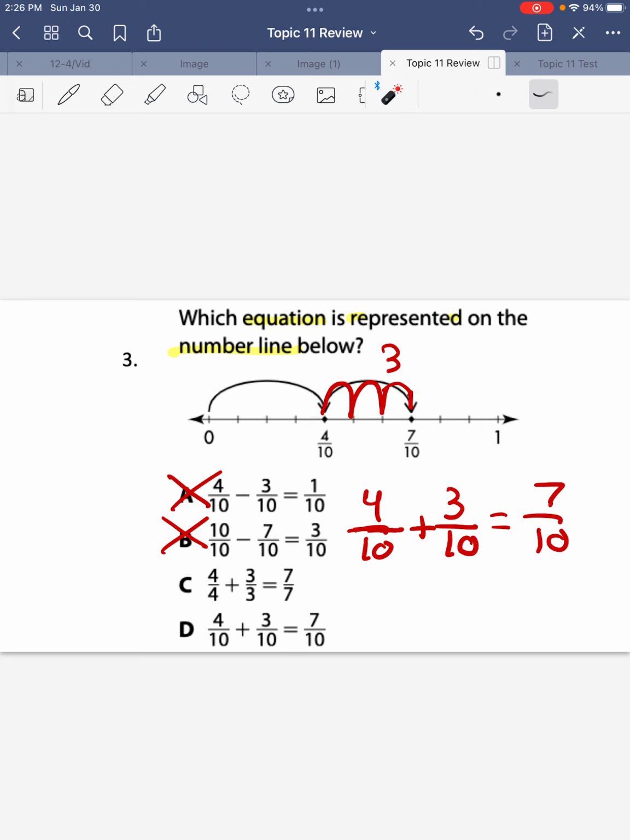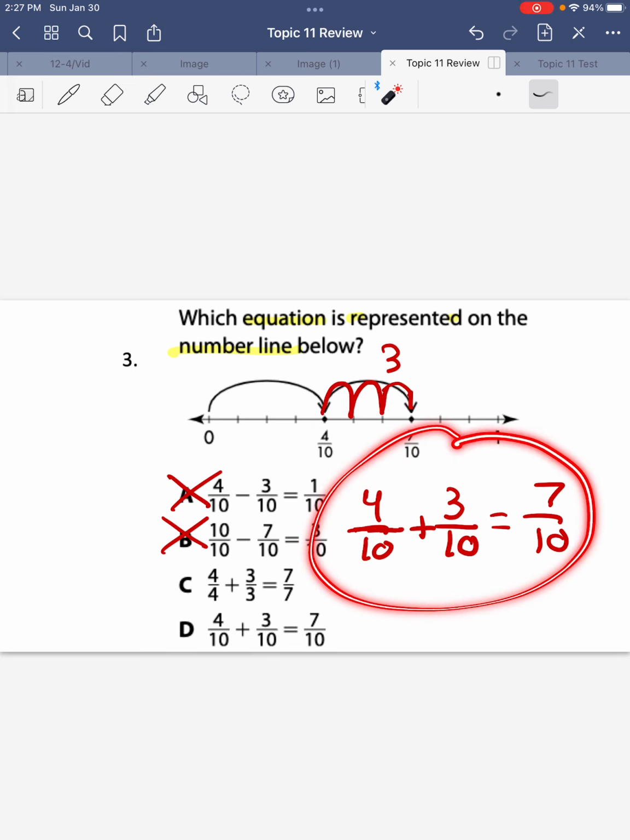And let's check. If I did it right, it should equal 7/10, because that's what it says it equals. So 4, 5, 6, 7. 7/10. I keep my denominator, the 10. So yes, this is correct. So now I need to find what answers look like this.